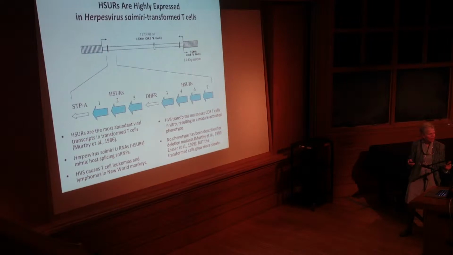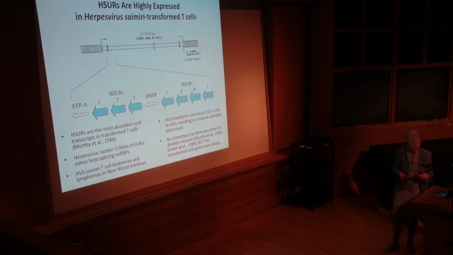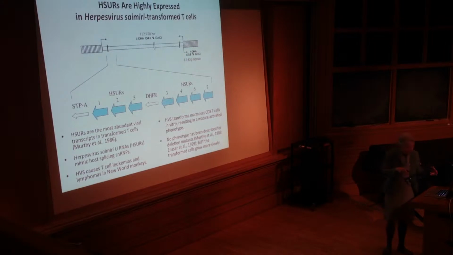But what they did notice, and we notice this all the time, is that if you delete any of these HSURs, particularly this one and this one, which are the most abundant and most highly conserved, the cells in the lab grow more slowly. So somehow these HSURs are contributing to the proliferation rate of the cells. And here's one of these things about technology. So we've been working on this since 1986, when they were discovered.